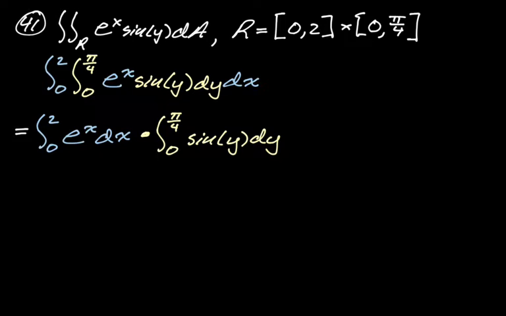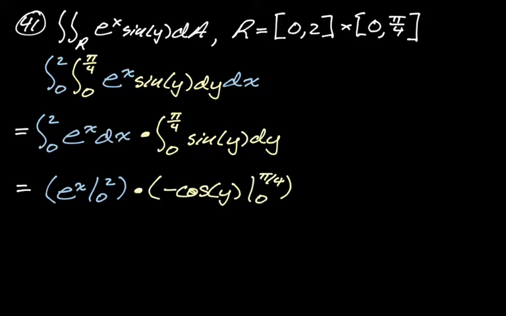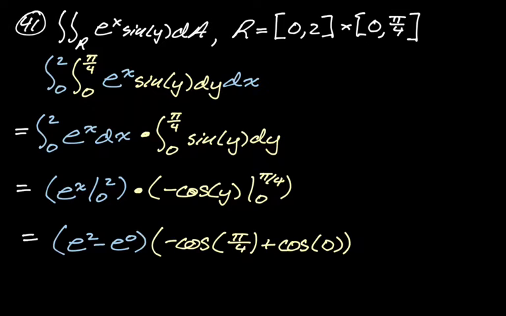All right, the integral of e to the x is e to the x, and we're going from 0 to 2. The integral of sine is negative cosine, and we're going from 0 to pi over 4. Again, we're going to have to remember some values, but let's use the fundamental theorem. So e to the second minus e to the 0, and then negative cosine of pi over 4 minus negative, so plus cosine of 0.